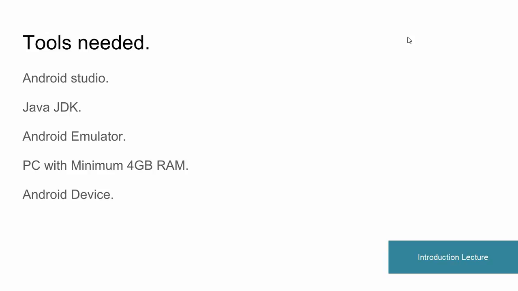Now I would also like to mention that for this course you will need a PC with a minimum of 4 GB of RAM so that you would be able to run the emulator efficiently. If you have a PC with less than 4 GB of RAM, then I would recommend you to run your applications on an actual device. Also, you need to have an Android device. Some of the applications which we are going to write, we are going to run exclusively on our device. So make sure that you have an Android device with you so that you could run some of the applications we are going to discuss.